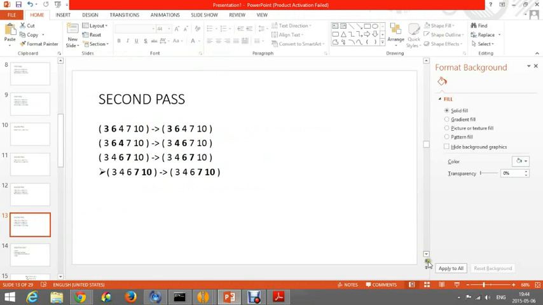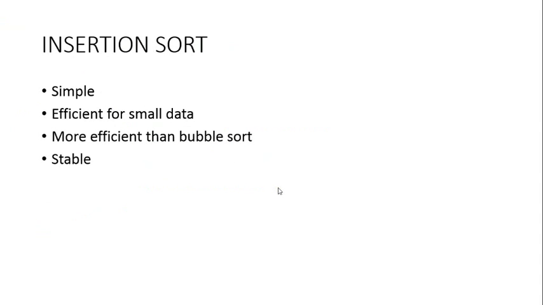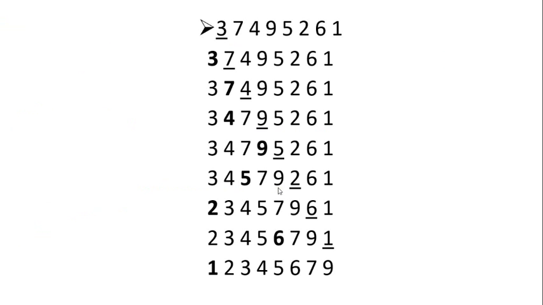Alright, so our next sort is the insertion sort. It's very simple, efficient for small data. It's actually more efficient than the bubble sort, and it's very stable. And an example of this, if we have 3, 7, 4, 9, 5, 2, 6, 1. What takes place is it takes the integer and checks it with the integer next to it to find if it's smaller or larger than the other.